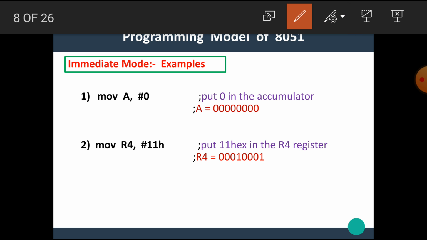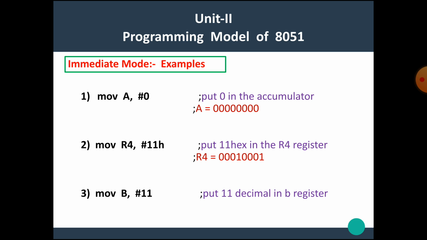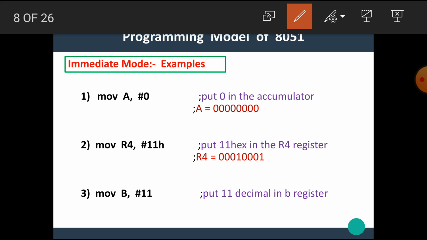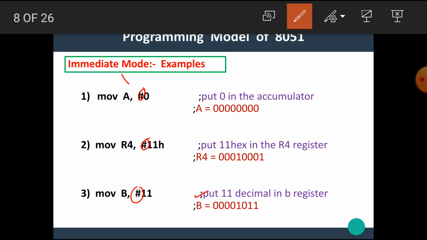Now the next example is the third: MOV B, #11. The meaning of this instruction is put 11 decimal in the B register. This hash shows the instruction is of immediate addressing mode. After the execution of this instruction, we get the data in register B as 00001011.